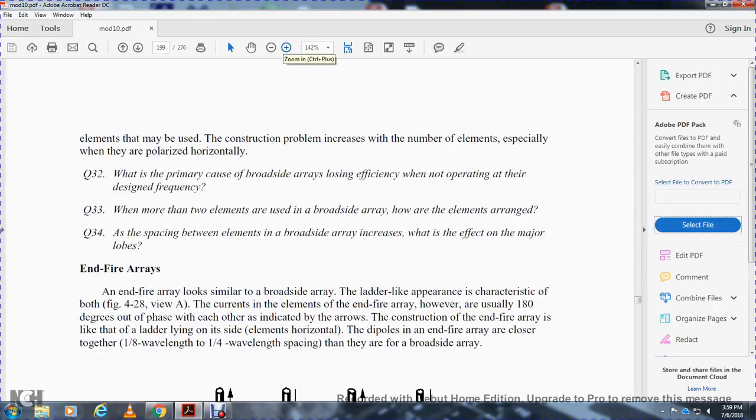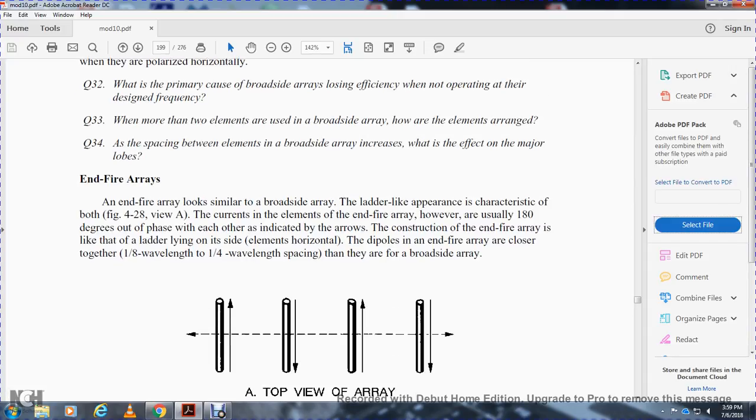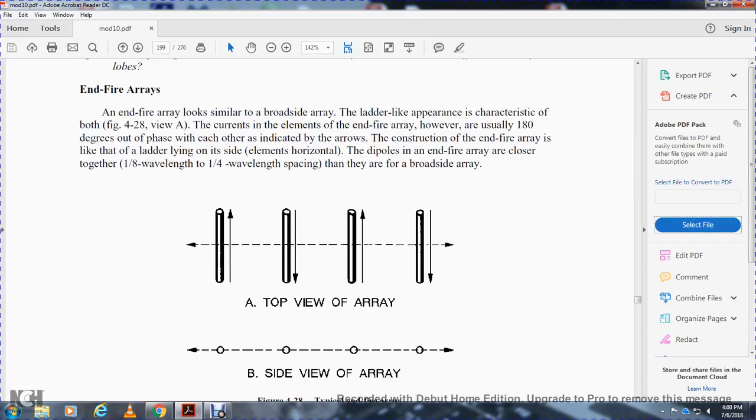End-fire arrays. The end-fire array looks similar to the broadside array, with the same ladder-like appearance, as shown in figure 4-28 view A, with the current elements of the end-fire array. However, they are usually 180 degrees out of phase with each other. The construction of the end-fire array is like that of a ladder lying on its side. The elements are horizontal dipoles, spaced closely together at 1/8 to 1/4 of the wavelength, the spacing being closer than that of a broadside array.